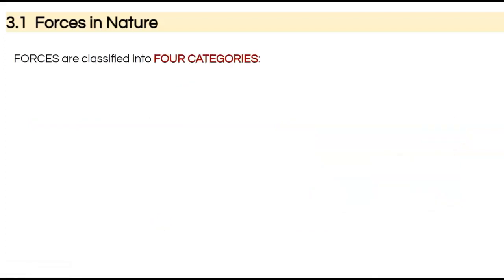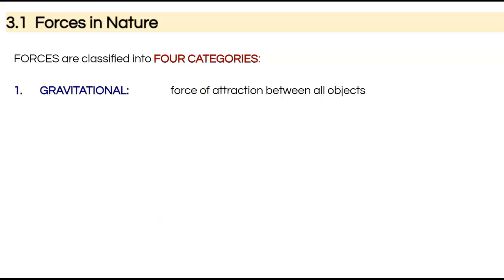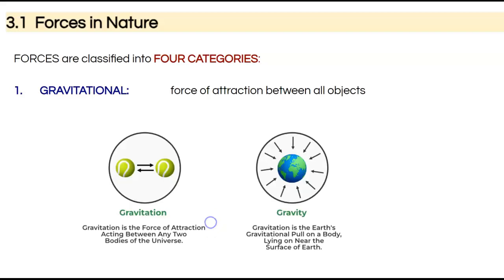So we can categorize forces into four large categories. And so the first is what we call gravitational, and this is the one that you're likely to be familiar with, but we're going to expand upon what your current understanding is. So gravitational force is a force of attraction between all objects. We tend to think of the force of gravity as being that force that, if we're close to the surface of the Earth, pulls us towards Earth.